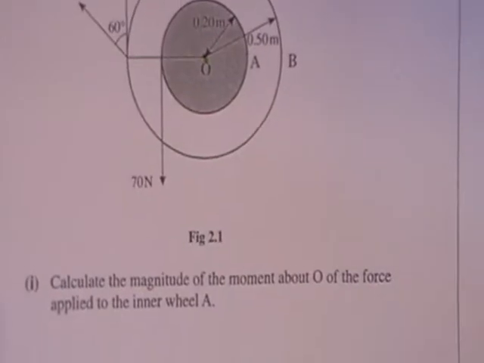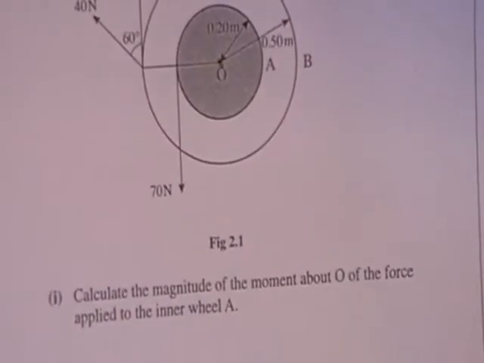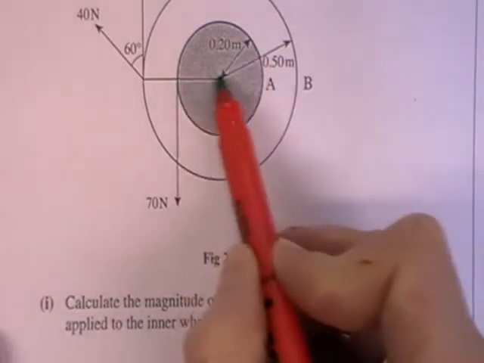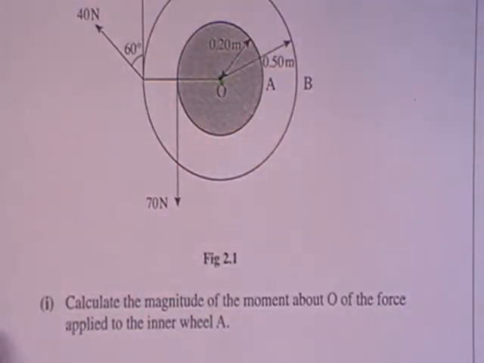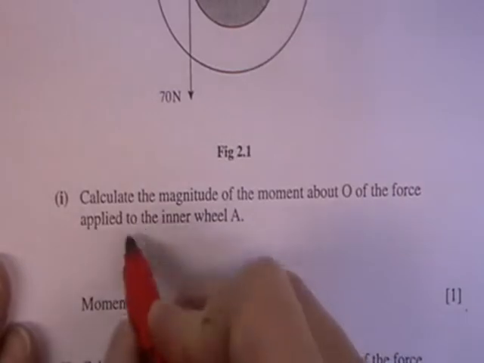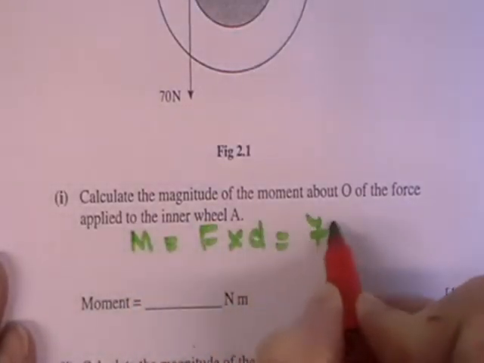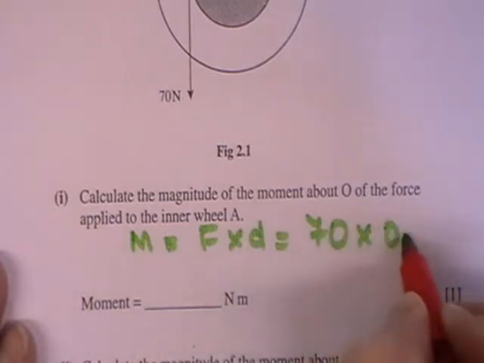Calculate the magnitude of the moment about O of the force applied to the inner wheel. So moment is just force by distance. The force is 70 newtons and it's a distance of 0.2 metres, just a radius worth of the inner wheel away from the centre. So moment equals force by distance, and that's 70 multiplied by 0.2.